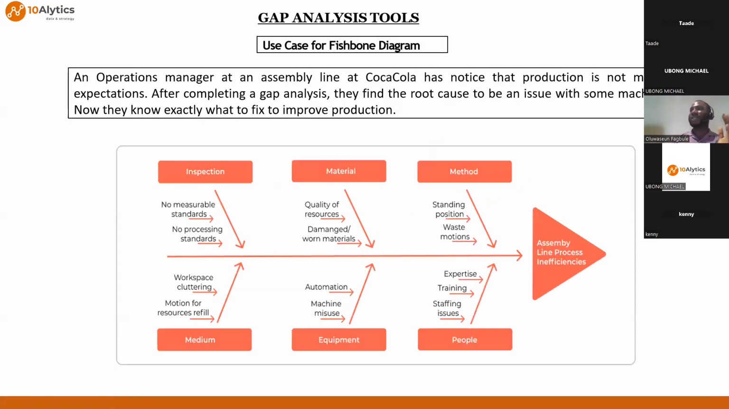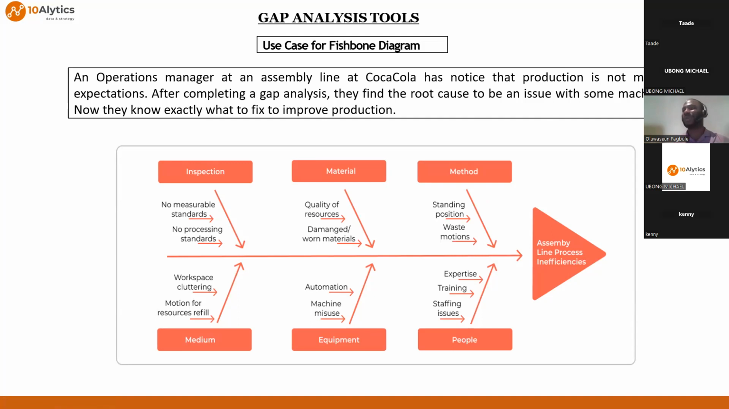So we have a use case for this fishbone diagram. So an operations manager at an assembly line at Coca-Cola, we're all familiar with Coca-Cola, right? The famous drink, right? Has noticed that production is not meeting expectations, right? So let's say, for example, Coca-Cola has got a KPI, right? A goal, right, to produce 5,000 or 10,000 cartons of Coca-Cola in a month, right? But at the end of month 3, they found that they were producing just 7,000 out of 10,000.